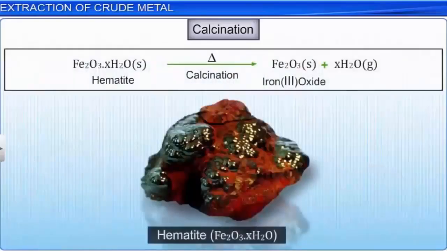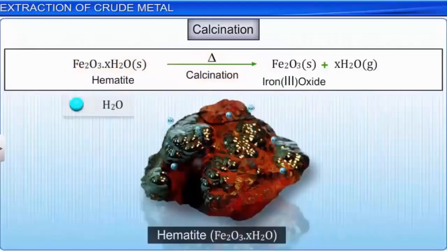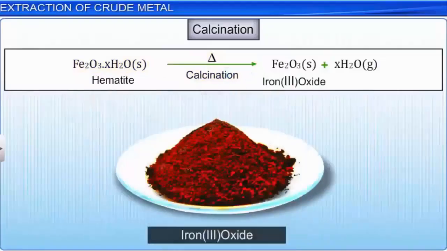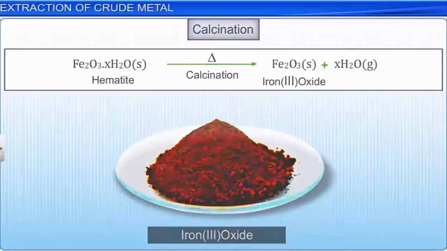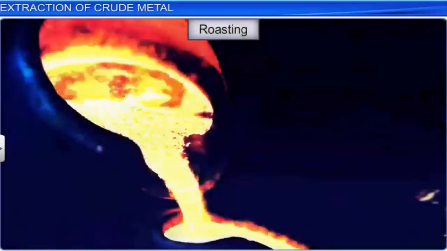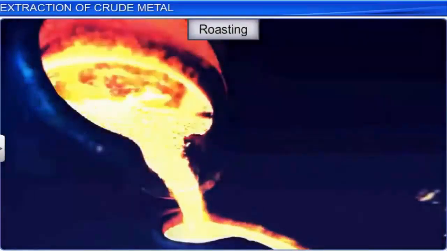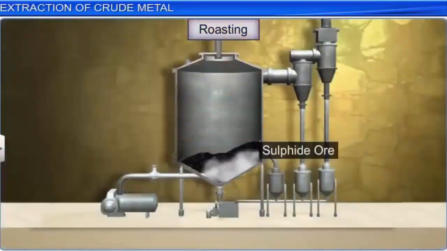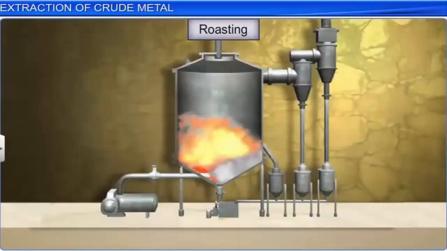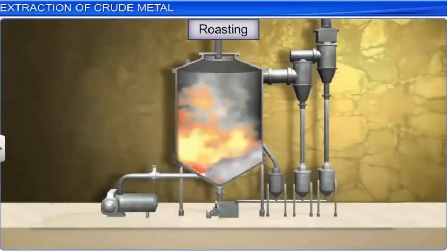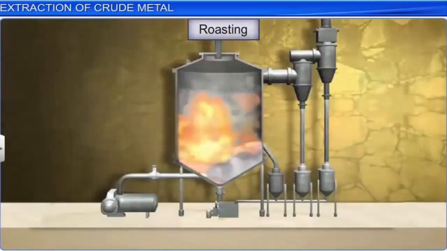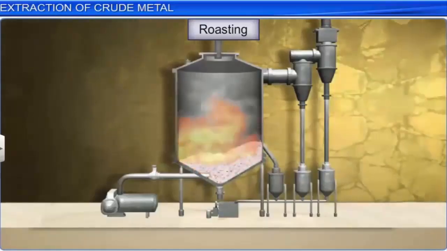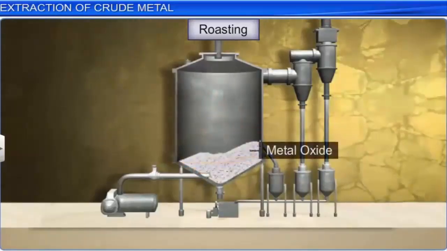On the other hand, when hematite is calcined, it loses its water of crystallization, as shown here. The other method for converting an ore into its metal oxide is roasting. Roasting is the process of heating an ore in a furnace with a regular supply of excess air at a temperature below the melting point of the metal. This process is commonly employed for sulfide ores.